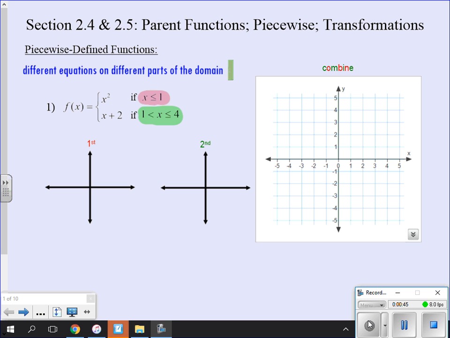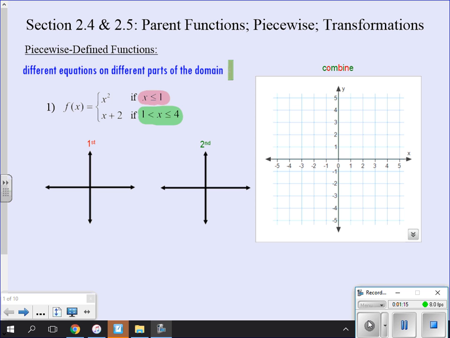Piecewise functions are different equations on different parts of the domain. All it means is that we have a function that is defined differently depending upon where you are. Okay? That's what a piecewise function is. Where we are in the domain determines what function we are particularly using at that time.